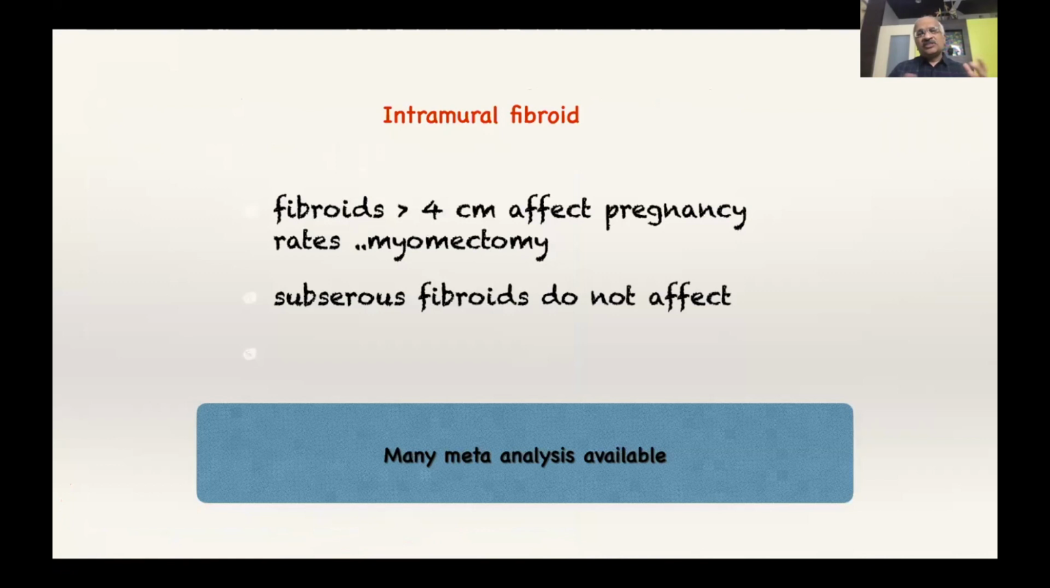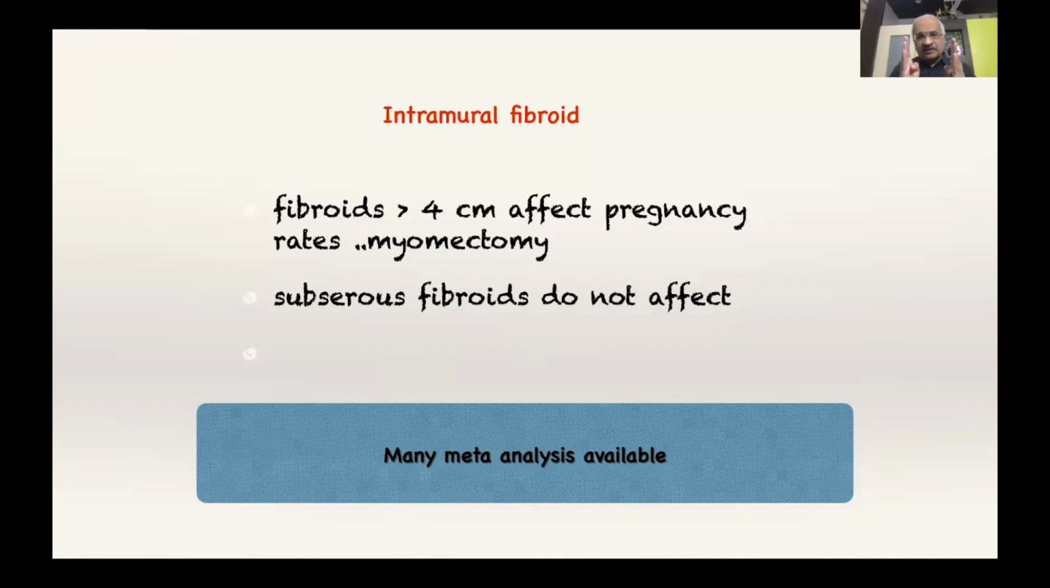Now let's come to this dilemmatous condition of intramural fibroids. It's not as easy as the submucous ones. But again, there is a consensus that most of us will agree that if you find a fibroid beyond 4 centimeter, that will definitely affect the pregnancy rates and one would go for a myomectomy. And for a subserous fibroid, which probably is not affecting the pregnancy, one would not go for a myomectomy.